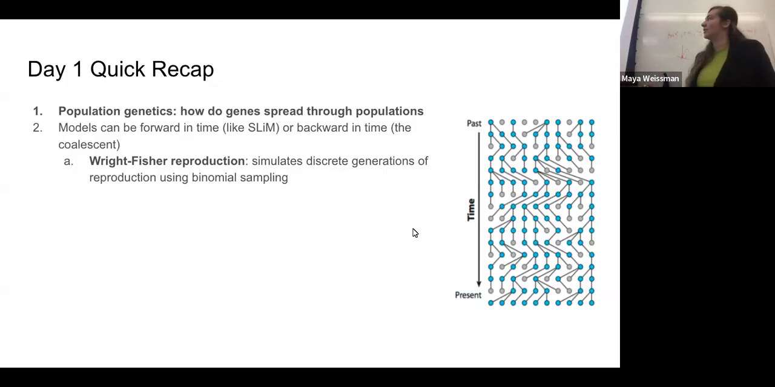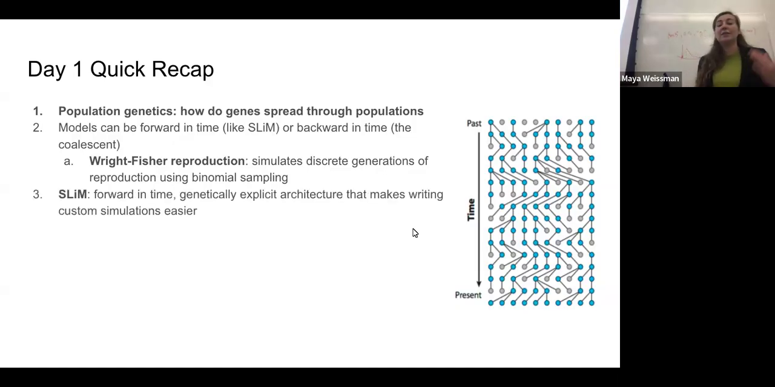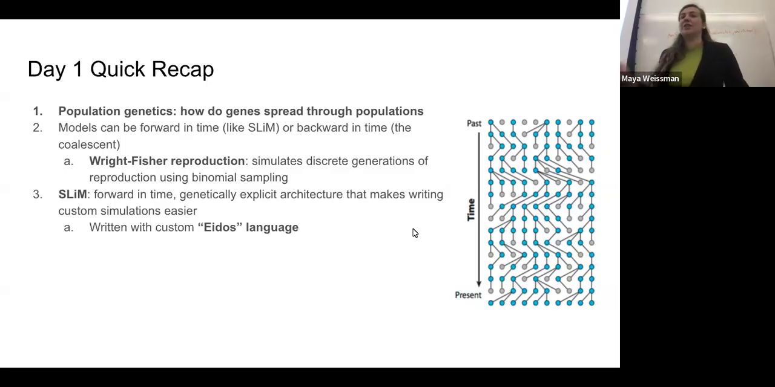It also uses binomial sampling using expected fitnesses to figure out what the population in the next generation will look like. SLiM is a forward in time, genetically explicit architecture that makes writing custom simulations easier, but it's not the only way to do it. You can build things from scratch. It's written with this custom Eidos language, and we all, I think, decided together that it's based on Java yesterday. And so if you know Java, it's a little bit easier.